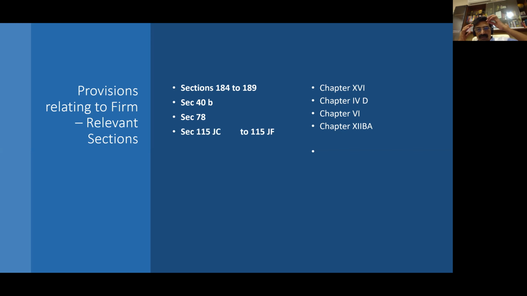And also you have Chapter 12BA, where sections 115JC to 115JF apply. Just like the concept of minimum alternate tax, possibly some of you would have heard about MAT for a company. A similar tax is there, although not exactly. We also have a tax called alternate minimum tax, provisions of which are in sections 115JC to 115JF of the Income Tax Act. So we have 184 to 189 from Chapter 16, section 40B, Chapter 4, section 78, Chapter 6, which is set off and carry forward of losses, and Chapter 12BA for alternate minimum tax, as against minimum alternate tax. I will go through each of these provisions in the subsequent slides.